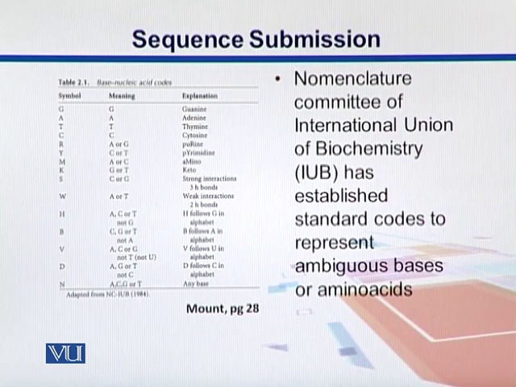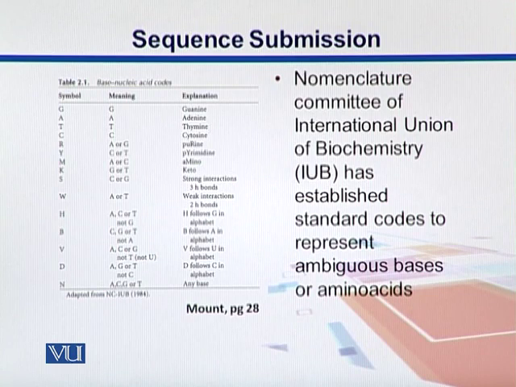So there is an organization, the International Union of Biochemistry, abbreviated as IUB. It has established some standard codes to represent those ambiguous bases or amino acids. For example, here we see, obviously, G, A, T, and C are just guanine, adenine, thymine, and cytosine. If we see R, that means it can be either A or G. Obviously, the letter is derived from the group they come from, that is the purines. We see Y, that is a pyrimidine. It can be either C or T.